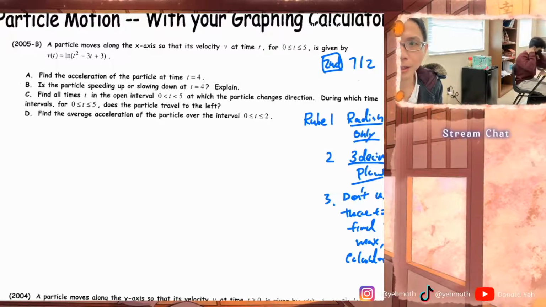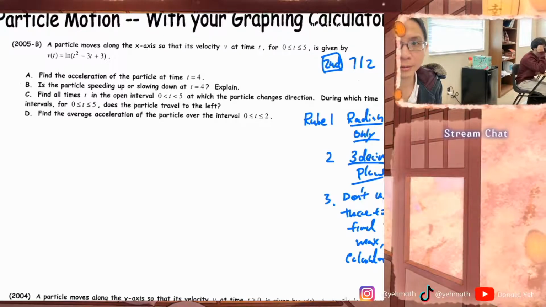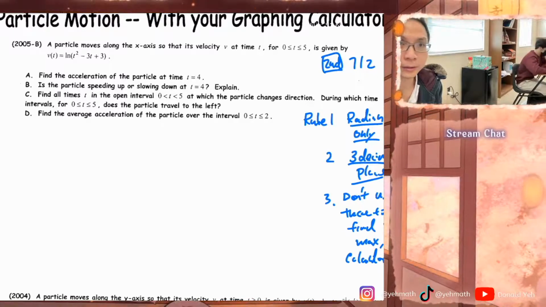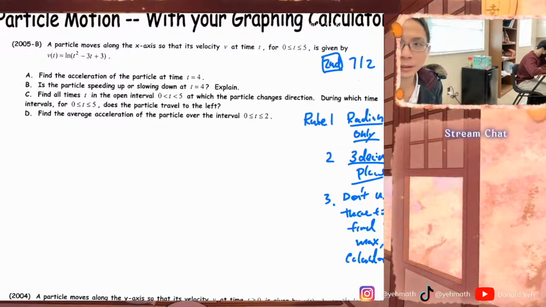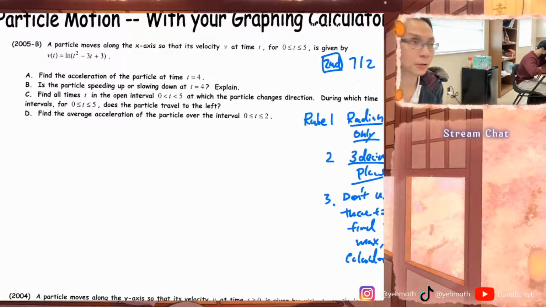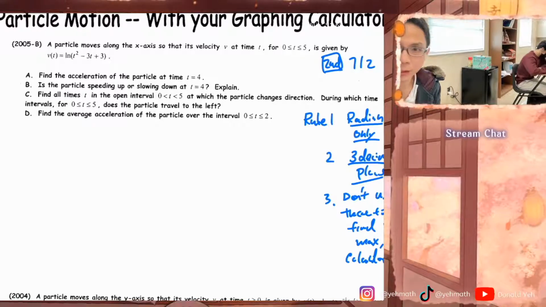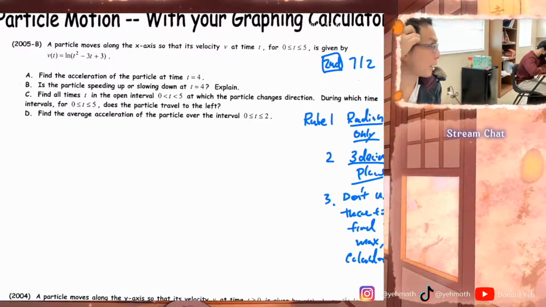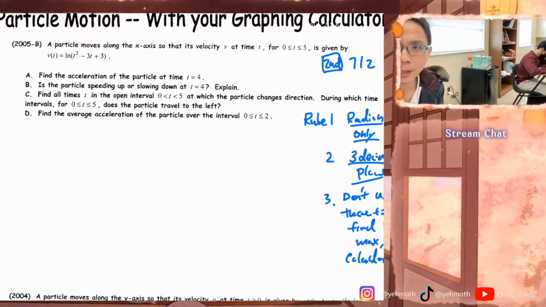Did you make sure you do natural log, parenthesis, x squared minus 3x plus 3? It's not sine, it's natural log. So there's an LN button, usually accompanied with the e to the x button.